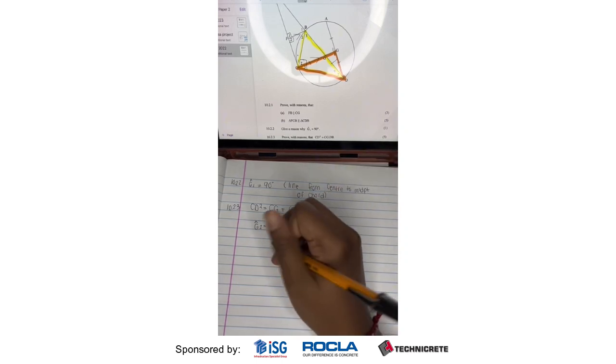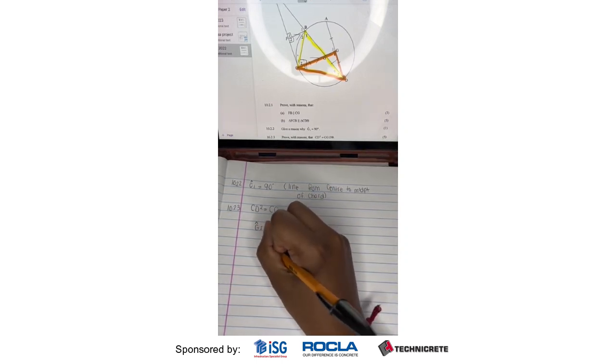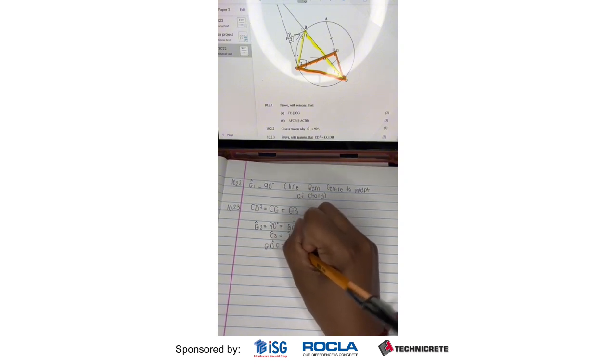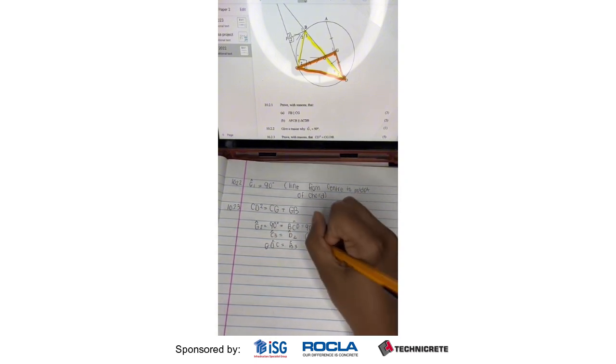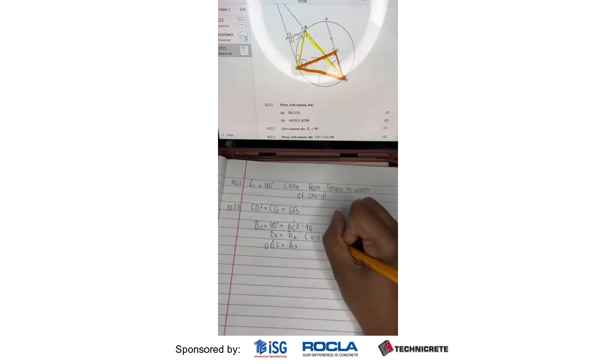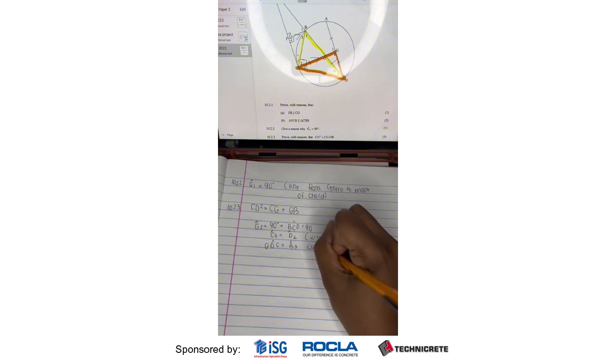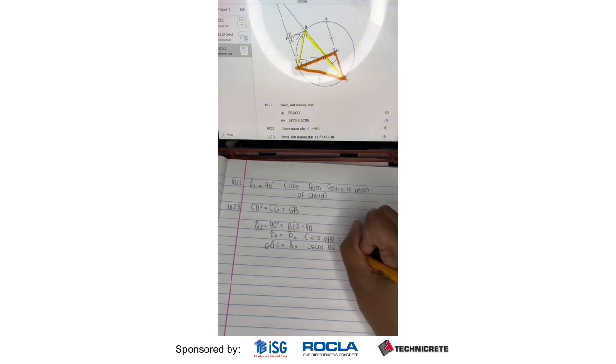Oh, and the last one is always sum of angles of a triangle. So GDC is equal to angle B3. This was angles opposite equal sides, and the last reason is sum of angles of a triangle.